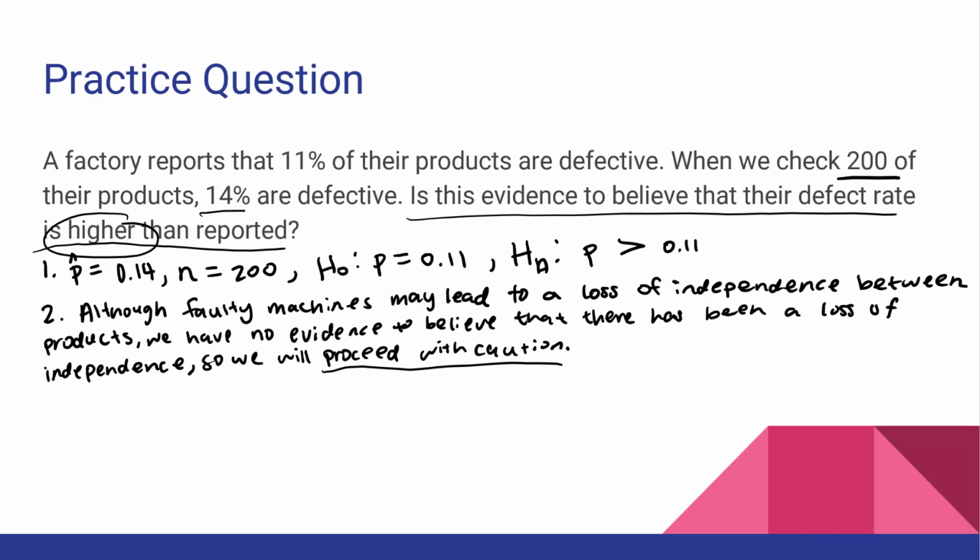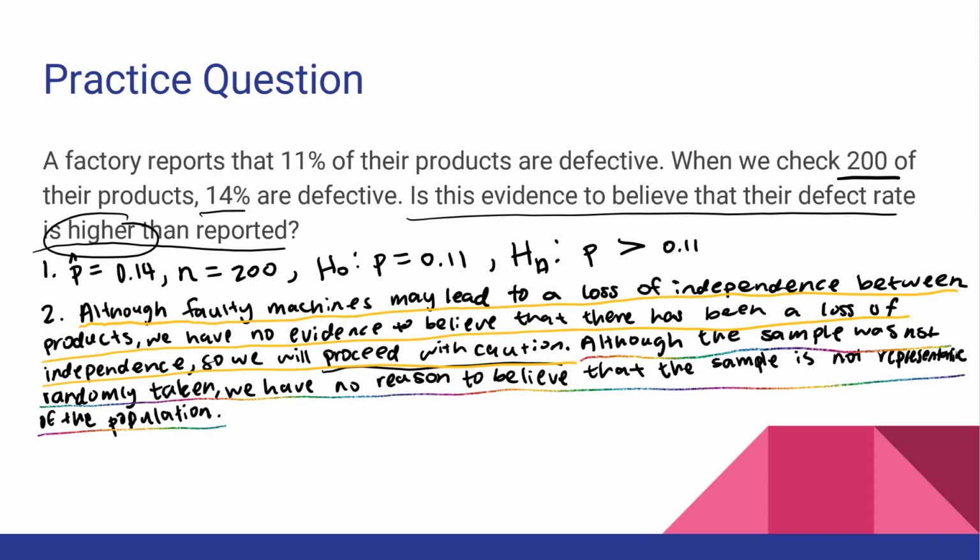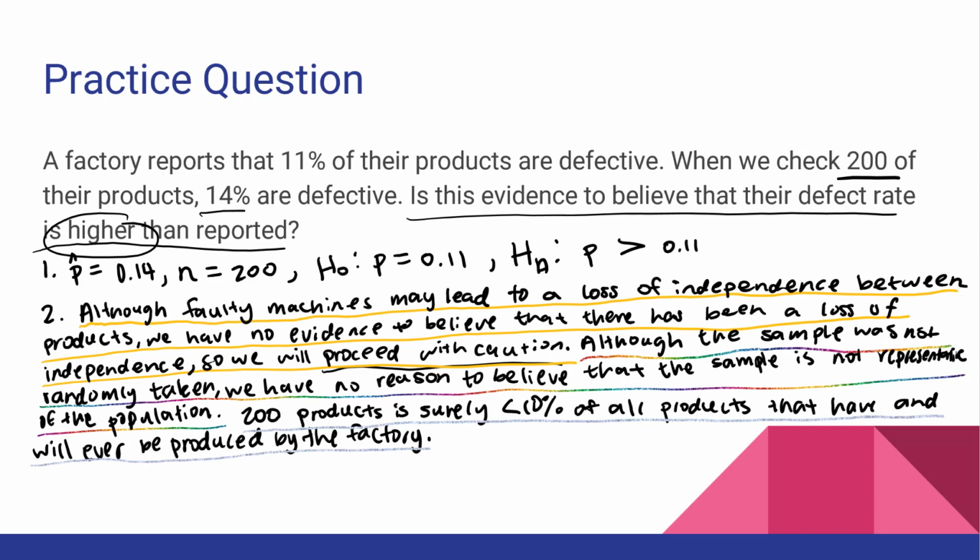Next we have randomization. The sample was not randomly taken. The question does not say the word random, so we will say, again, my sentence from earlier. Although the sample was not randomly taken, we have no reason to believe that the sample is not representative of the population. Next we have our 10% condition. So is 200 less than 10% of all of the products the factory will ever make? Considering your modern day factory, the answer is yes. 200 products is surely less than 10% of all products that have and will ever be produced by the factory.